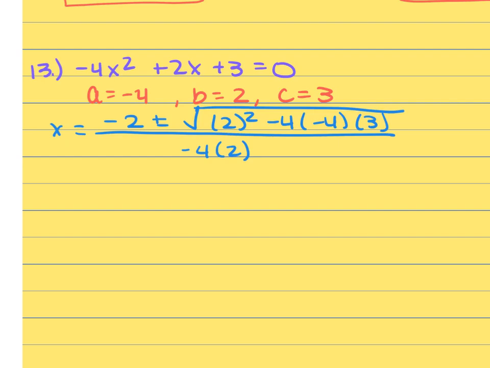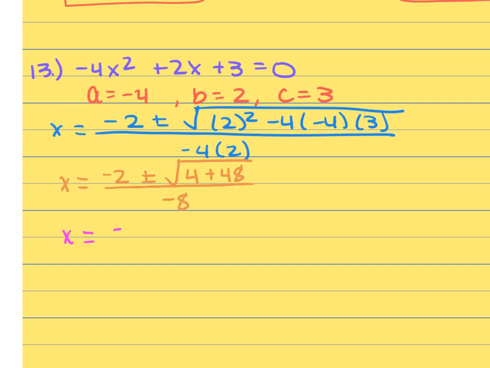So we're going to simplify this. We're going to get x is equal to negative 2 plus or minus the square root of 4 minus 4 times negative 4 is negative 16, or sorry, positive 16. 16 times 3 is going to be 48. All over negative 8. So from here, we're going to simplify.